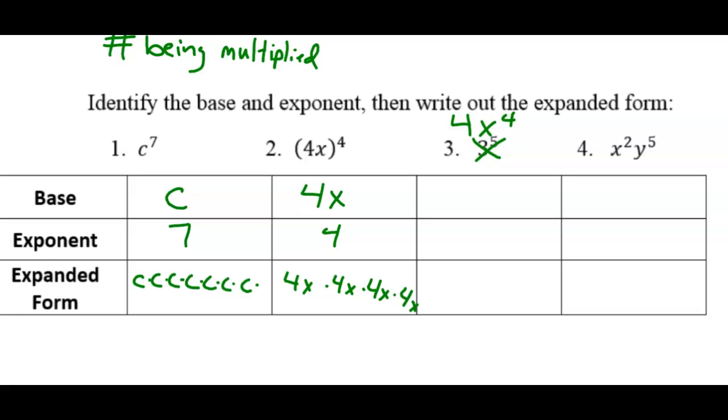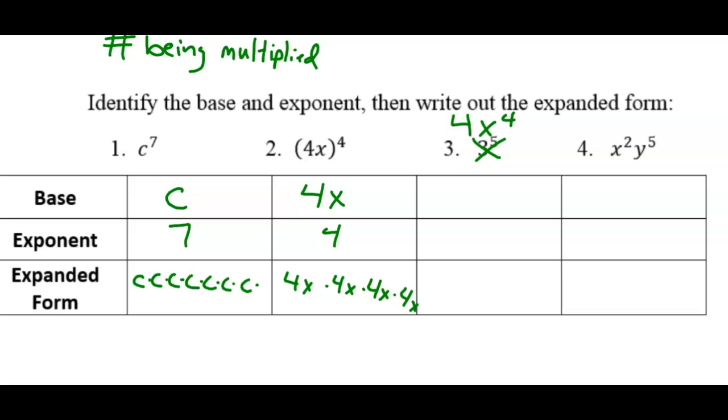4x. Elijah, what do you think? What is my base for this new problem that I wrote? 4 times x to the 4th. Oh, so if you're saying it that way, now it sounds different. Why? You said 4 times x to the 4th power. Well, this is 4 times x to the 4th power. Yeah, I don't know. I think it's the exact same thing.